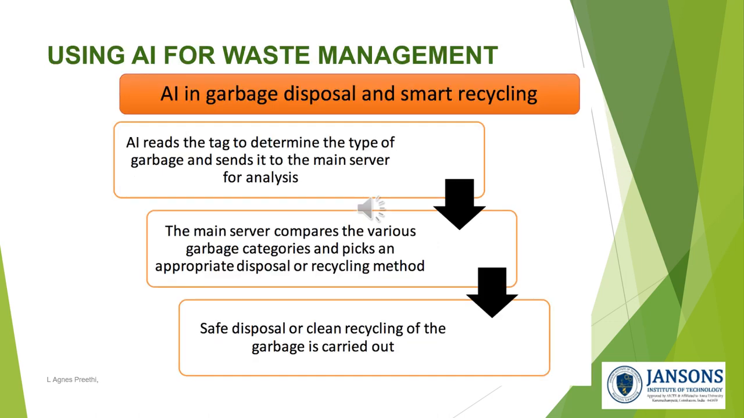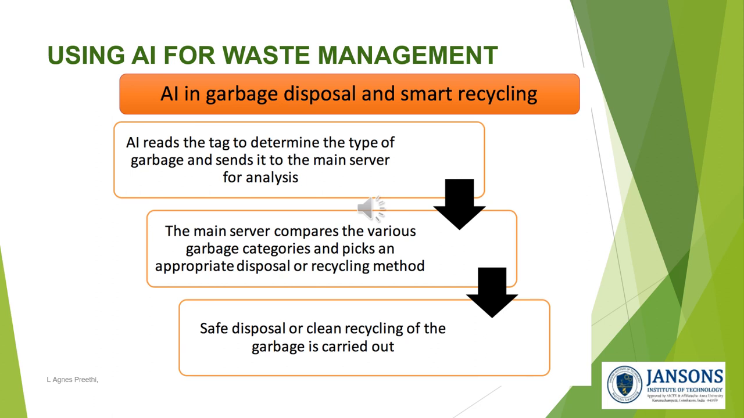Artificial intelligence in garbage disposal and smart recycling has been one of the successful processes followed in many countries. In this process, artificial intelligence reads a tag to determine the type of garbage and sends it to the main server for analysis. The main server compares the various garbage categories and picks an appropriate disposal or recycling method. Finally, safe disposal or clean recycling of the garbage is carried out.